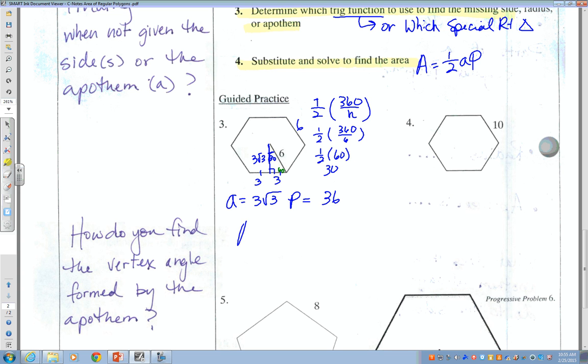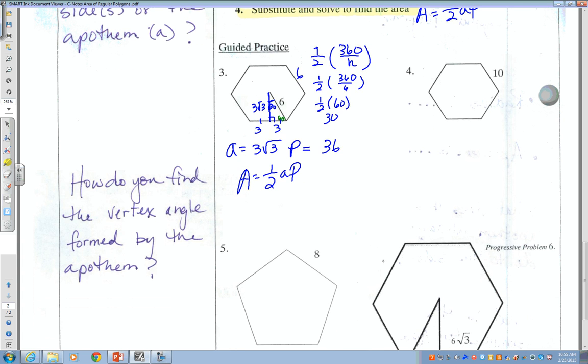So now I can go straight to my area using the formula 1/2 times the apothem times the perimeter. So 1/2 times 3 root 3 times 36. Okay. Order doesn't matter. I have some students who like to just say, I'm going to do 3 root 3 times 36, then divided by 2. Okay. We're not rounding. We should have an exact answer here.